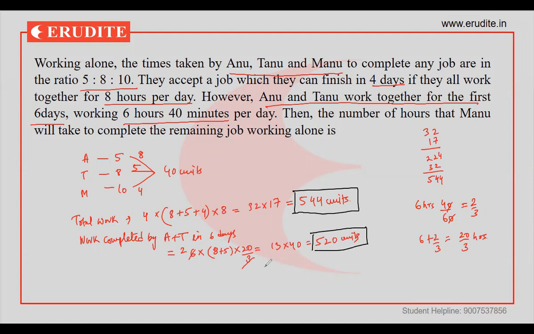So remaining is how much? 24 units. And in the question, they are asking that Manu will take how much time to complete the remaining job. So Manu's 1 hour work is how much? 4. He has to complete 24 units. So how many hours will he take? 6 hours. So my correct answer is 6. I hope it is clear to everyone. Thank you.